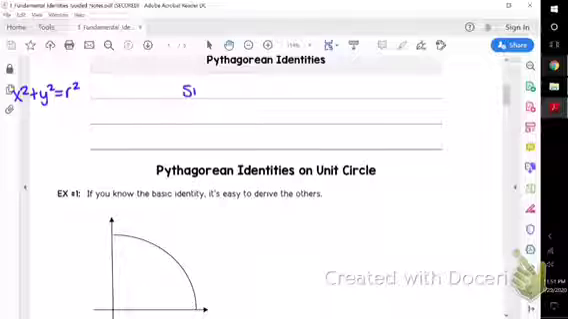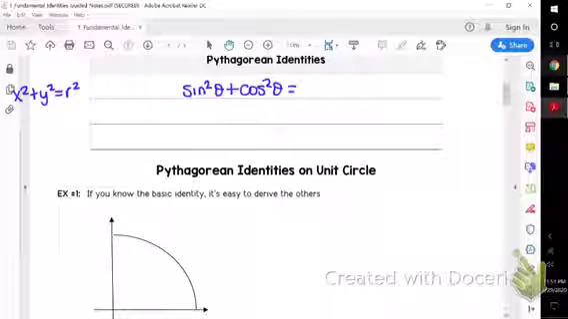So we get sine squared plus cosine squared equals 1. And the cosine squared came from the x squared, sine squared came from the y squared, and remember our radius on the unit circle is 1, and 1 squared is just 1. Now, I'm going to use example 1 down here to help us on this. So, if you know the basic identity, it's easy to get the other 2 that come from it.